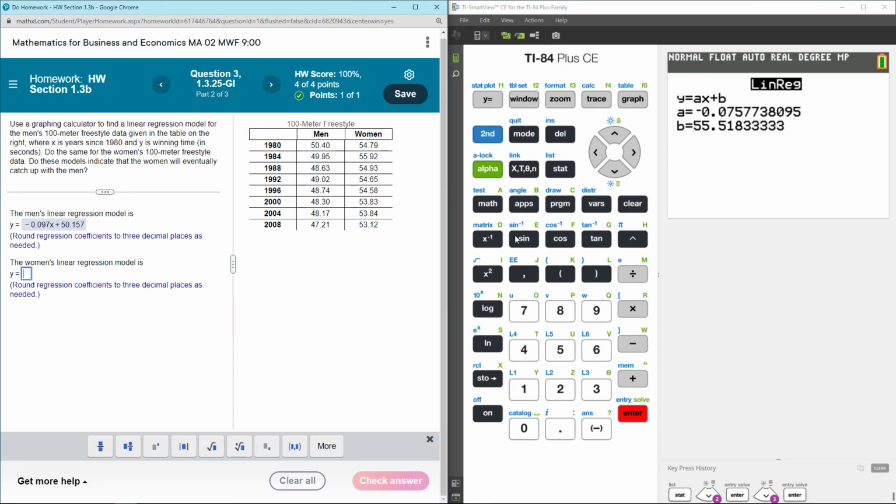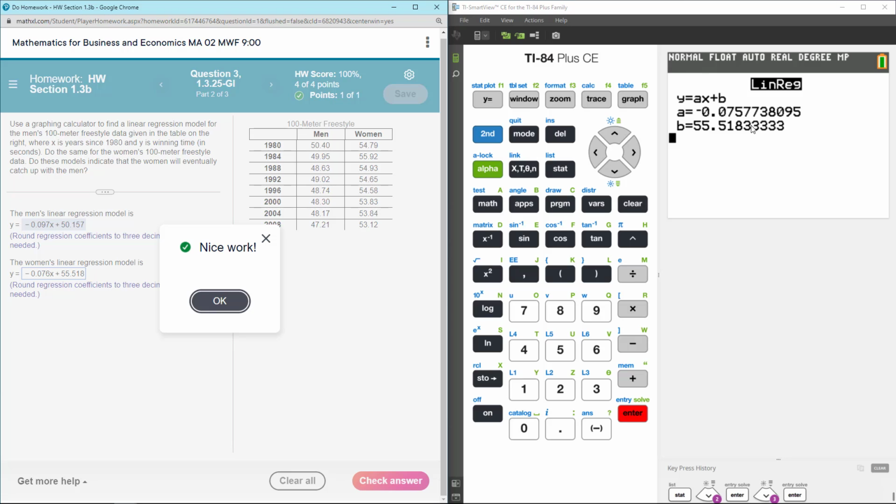Once again, we want to go to the third decimal place. We have a 0.75. That's our third decimal place. The fourth one is a 7, so we need to round up. That'll be negative 0.076 times x. Plus, and here we have 55.518. The fourth one is a 3, so this time we don't need to round up. We're just going to put in 55.518. And there we go.